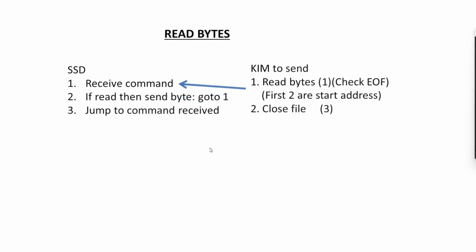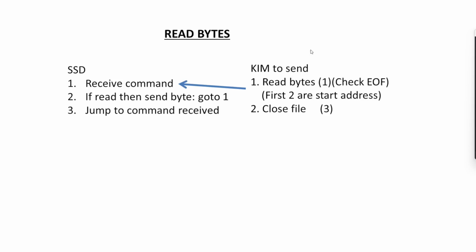So actually reading the bytes, the KIM will send the read byte command, which is command number 1, and the solid state drive will receive that command. If it's a read command, then it gets a byte, puts it in the data from the solid state drive, and sends a command saying there's data ready to be read by the KIM. Then it just goes back to 1 and waits for a command again. So we just keep looping here. Then the KIM basically just keeps looping around here, reading all the bytes that it wants.